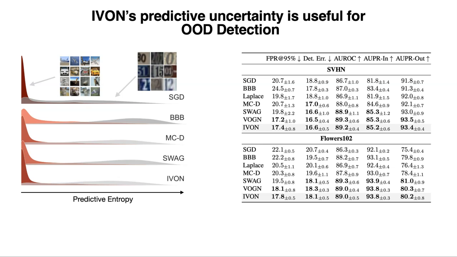IVON's predictive uncertainty is also useful for OOD detection. On the left-hand side, we show that it clearly separates the in-domain data in red from the out-of-domain data shown in gray. On the right-hand side, we find that in terms of OOD detection metrics, IVON outperforms popular Bayesian deep learning methods such as MC dropout, Laplace, or SWAG.